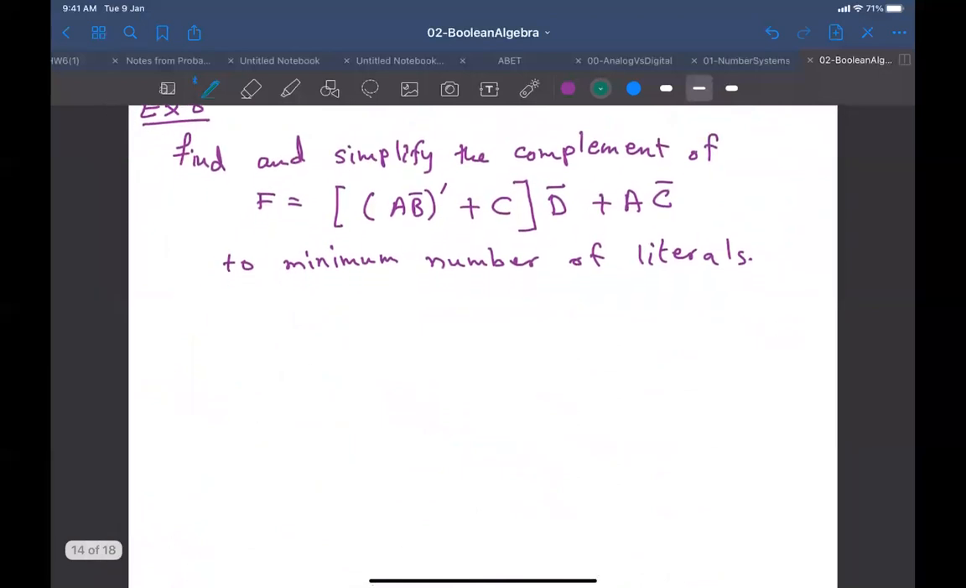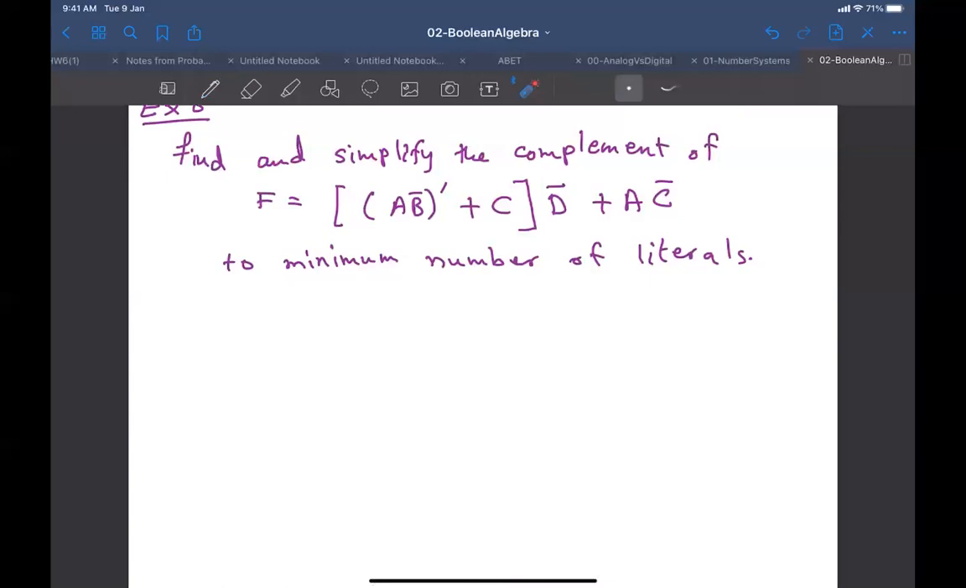So this problem here asks you to find and simplify the complement of this function. Given this function, we would like to find and simplify its complement. In the previous section, what I did was simplify the function first, because there is no restriction on which one I start with. I can simplify and find, or find and simplify the complement.